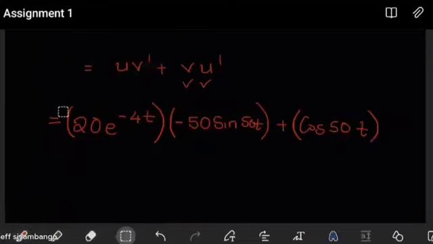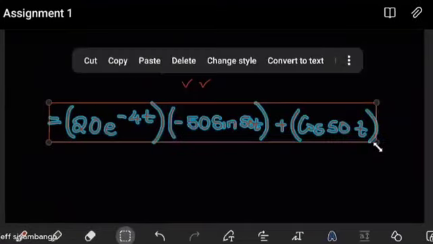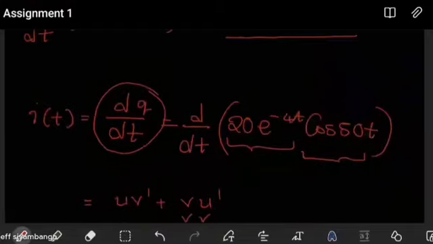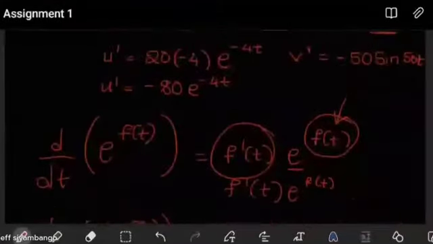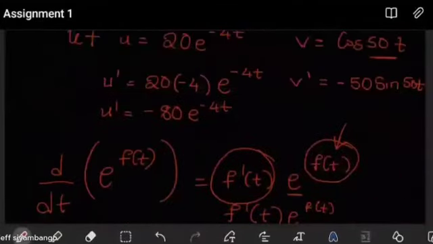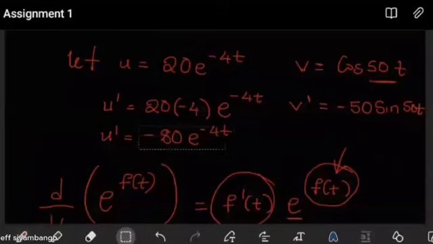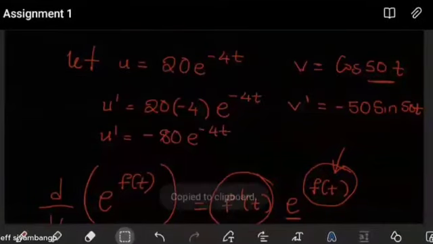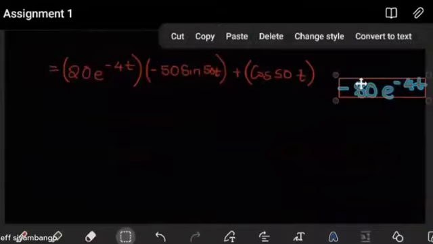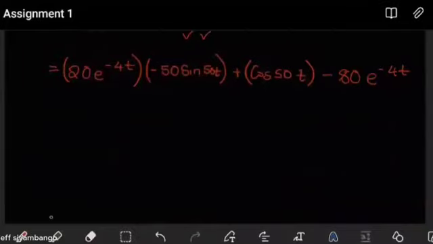And then V prime. So let's get V prime. That's V prime or U prime. That's U prime. So U prime is this. Okay, now we have our derivative. We just have to simplify this.